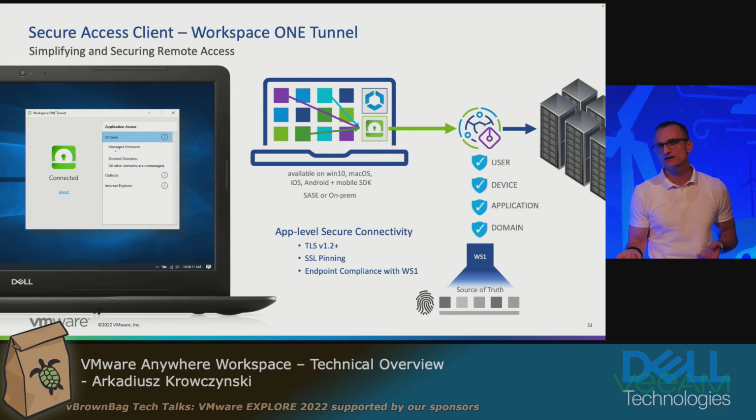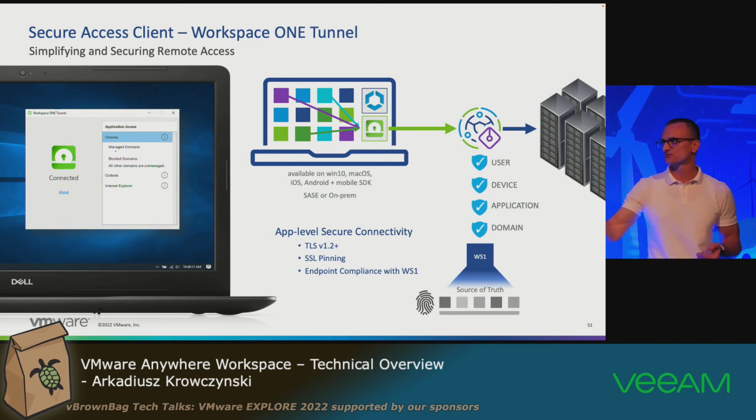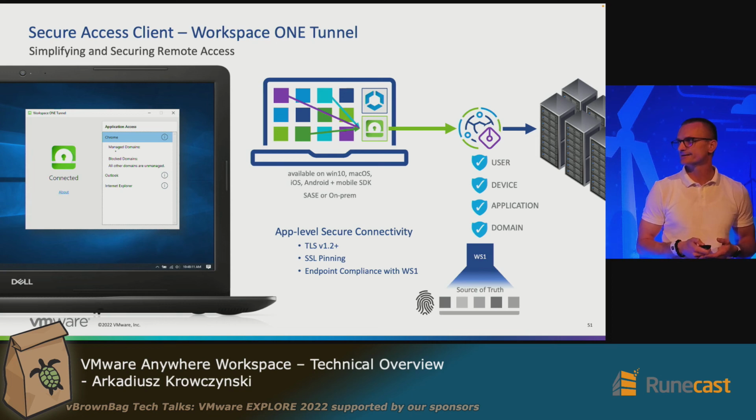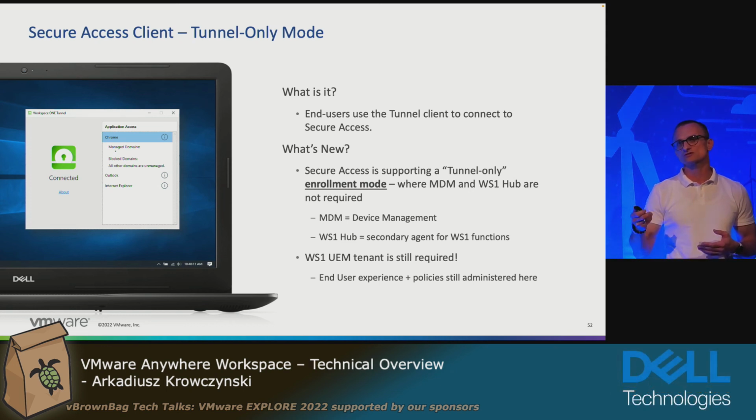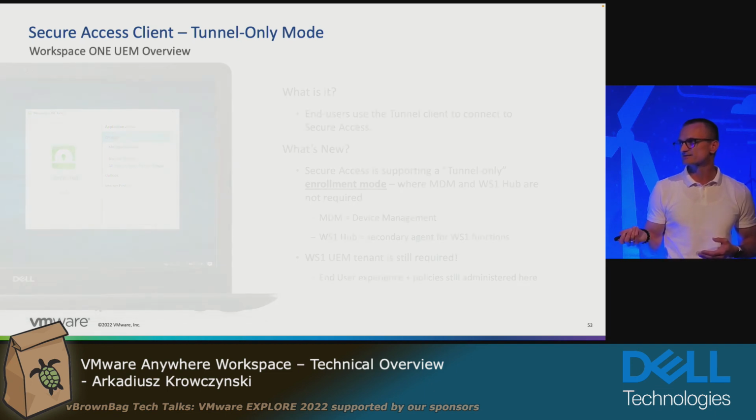How this is working from a user perspective, so WorkspaceOne Tunnel is the way to go. We can connect a tunnel via WorkspaceOne to a unified access gateway, or to a secure access channel. And in a new modern way, we also have a tunnel-only mode, so we can also use our tunnel for non-WorkspaceOne UEM managed devices.